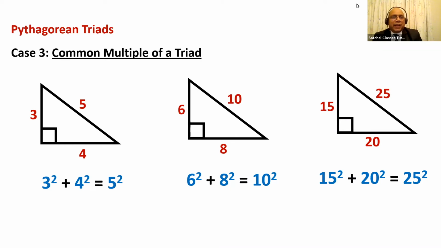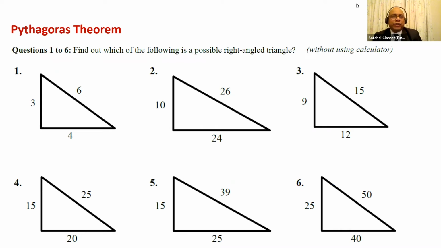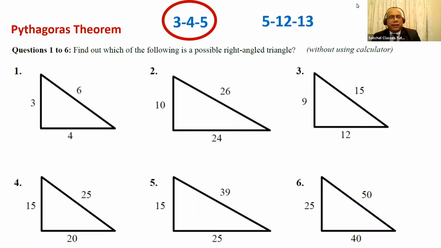Isn't that interesting? Now we'll use this rule to figure out which of these triangles forms a right angle triangle. You can use any of the basic triads that we learned, either 3, 4, 5 or 5, 12, 13, and try to find out without using a calculator whether this is a right angle triangle or not. Remember, if it is a right angle triangle, then it should follow the Pythagoras theorem, or the Pythagorean triad. So the first triad, 3, 4, 5. If you look at the first triangle, it has a 3, it has a 4, but the hypotenuse is 6, which means clearly that cannot form a right angle triangle. Because if it was indeed a right angle triangle, then the hypotenuse should have been 5. If you look at the triad carefully, it's 3, 4, 5.